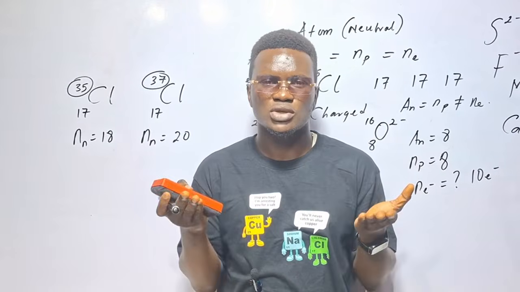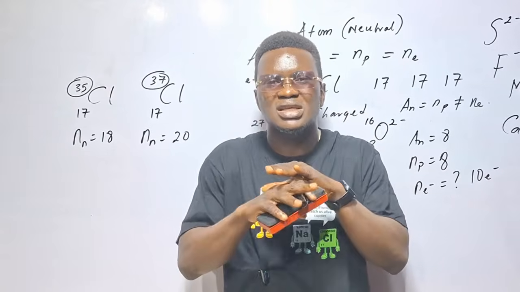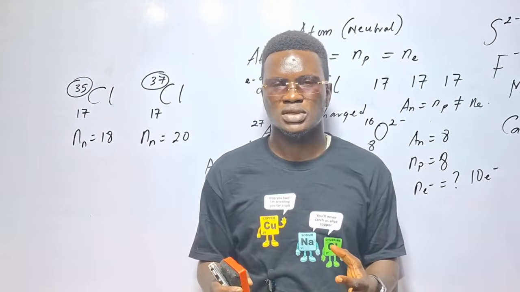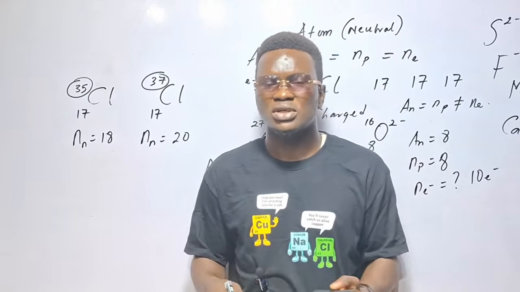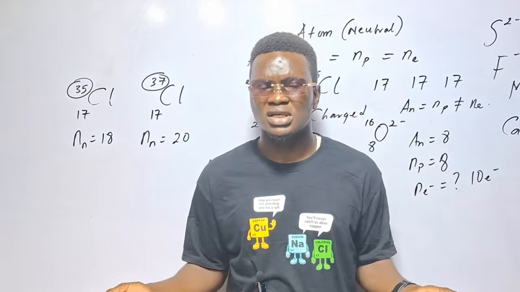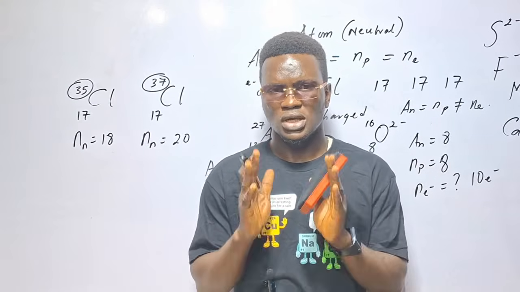So let's look at isoelectronics. From the word isoelectronics, what do you think that is talking about? It's talking about nuclides with the same number of electrons. Is that taken? So there are elements with the same number of electrons. It can be elements, it can be ions. They all have the same number of electrons. So they are called isoelectronics.